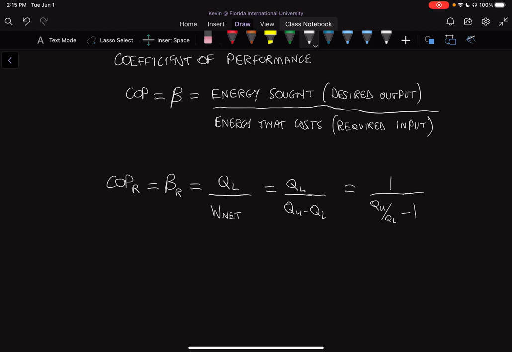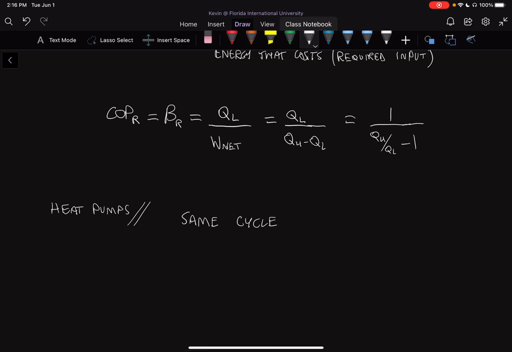Okay, so now let's look at heat pumps. Heat pumps are slightly different because heat pumps have for goal to heat up the room or to heat up an environment. That's the goal of a heat pump. Now, a heat pump has exactly the same cycle as a refrigerator, as we've said before. And this same cycle is used to maintain a heated space at high temperature.